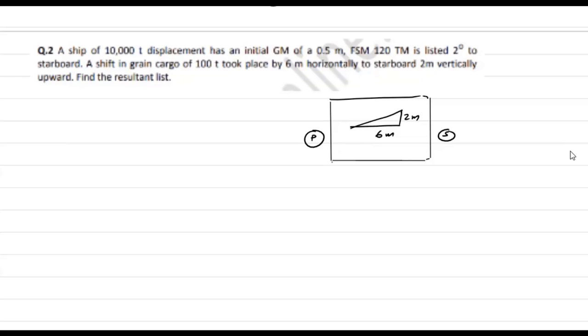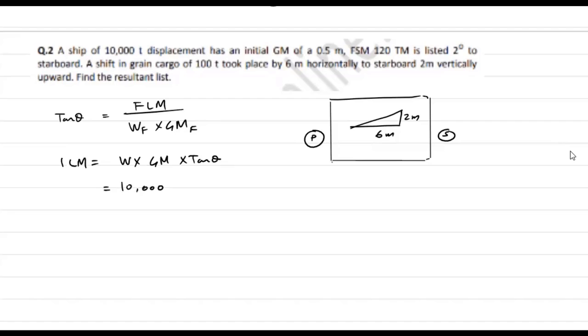What is the resultant? What is the formula for resultant list? Tan theta equals final list moment upon WF into GM. First of all, we need to find the initial list moment. The initial list moment is W into GM into tan theta. W is given as 10,000. GM is also given as 0.5. And the list is also given.